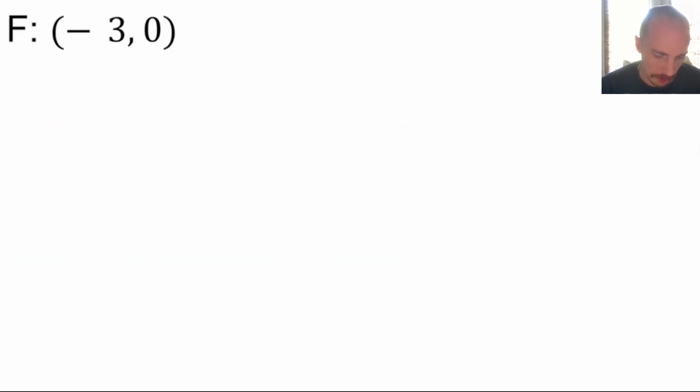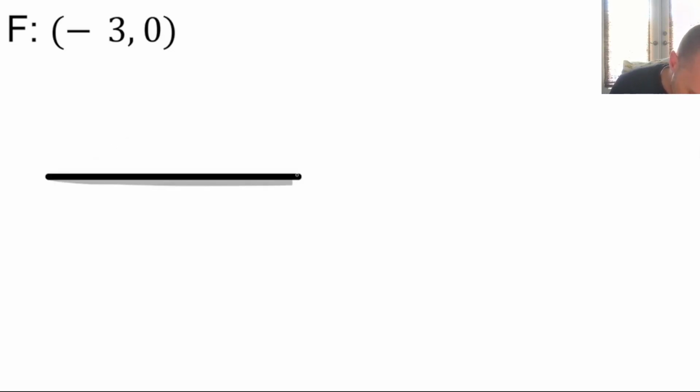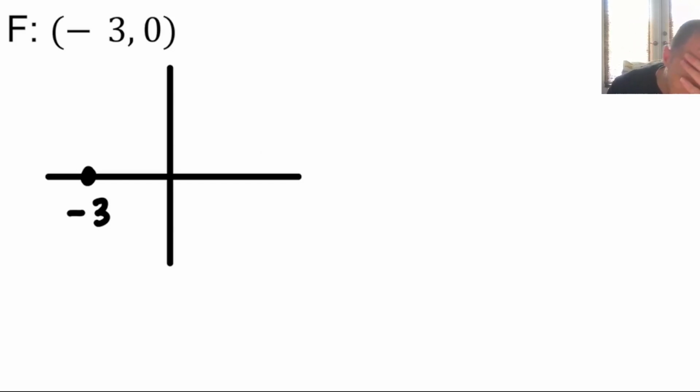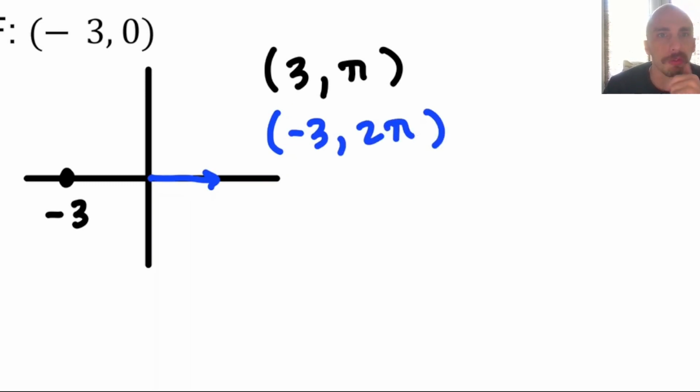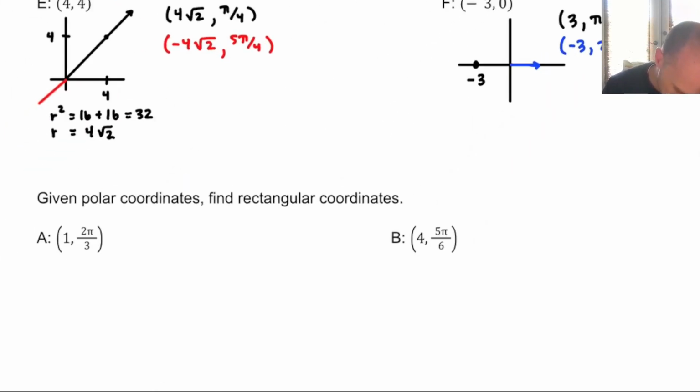Negative 3 and 0. So x is negative 3, y is 0. Okay, so I could say that's 3 units away towards theta equals pi, so that'd be positive. But I could also say that's like negative 3 units along theta equals 0 or 2 pi. So I might just leave it like that. Okay, enough of that.